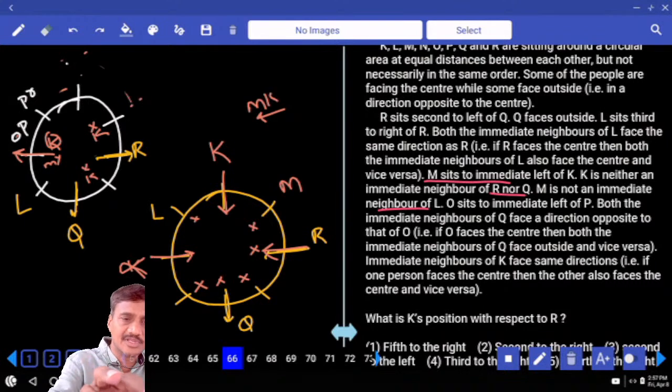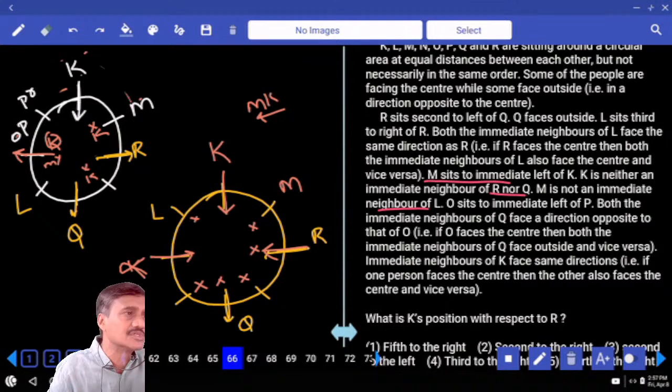And K cannot be here, then K must be here. If K is here, M is here. And M is to the immediate left of K, so K must be facing towards the center. Then, coming back to this one, O and P are adjacent to each other.